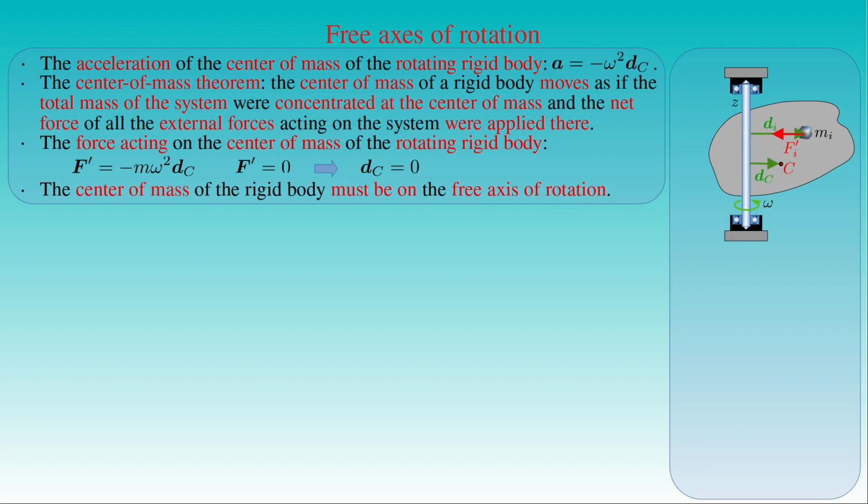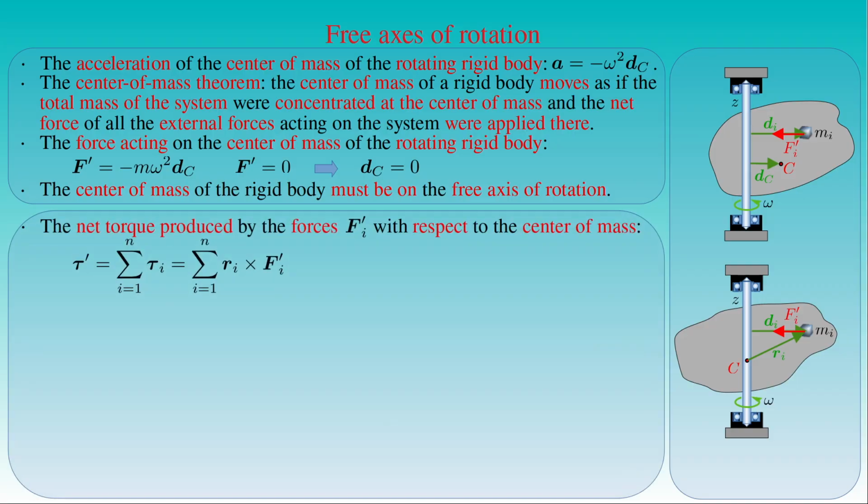We can also examine the consequences of the vanishing net torque produced by the force couple arising from the reduction of forces applied on the body. Let us suppose that the center of mass c of the body is on the z-axis, that is on the axis of rotation, and determine the net torque τ' of the torques τ'i produced by the forces Fi' acting on the volume elements mi of the body with respect to the center of mass. The net torque τ' can be written as the sum of the cross product of the position vector Ri pointing from the center of mass c to the mass element mi, and the force Fi' exerted on the mass element, from i equals 1 to the number of mass elements n in the rigid body.